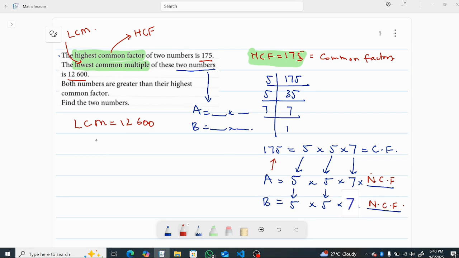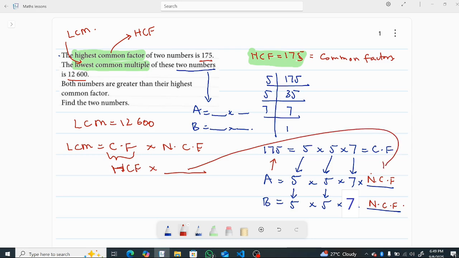Now come to the second statement, which gives the second hint: the LCM of these two numbers is 12,600. And we must remember that the LCM is the product of the common factors multiplied by the non-common factors. The common factors are the HCF, which we already did, and the rest of the number will be the non-common factors.